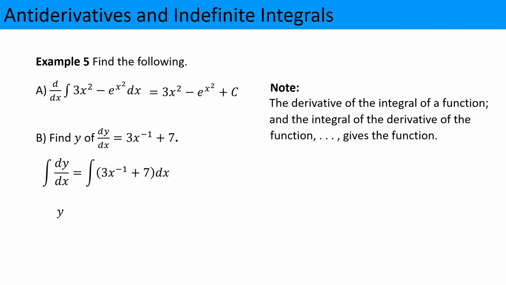We undid it, and we're going to set that equal to the integral of, and if it's helpful, look at the x to the minus 1 as 1 over x. So you have 3 times 1 over x plus 7, and we'll integrate. y equals 3 times the integral of 1 over x, which is ln of x, plus the integral of 7, which is just a constant. We put an x with it, so we have 7x, and don't forget the plus c.